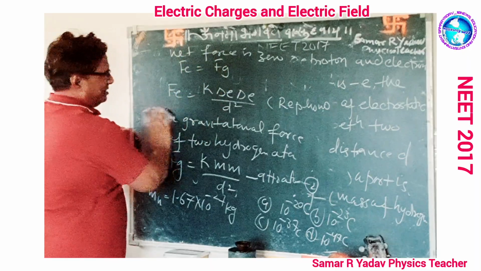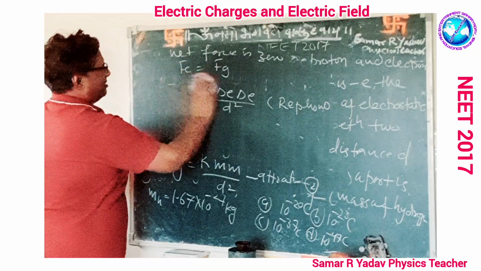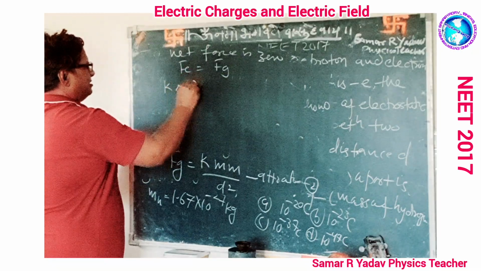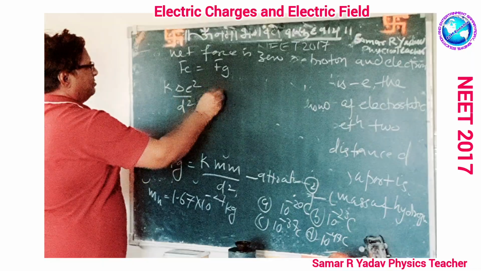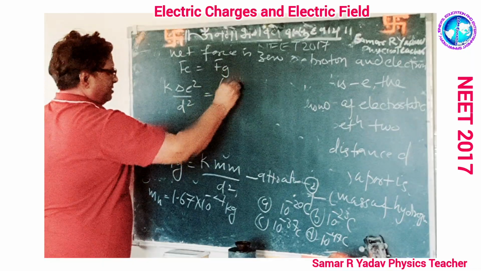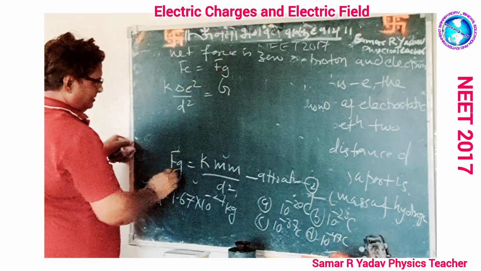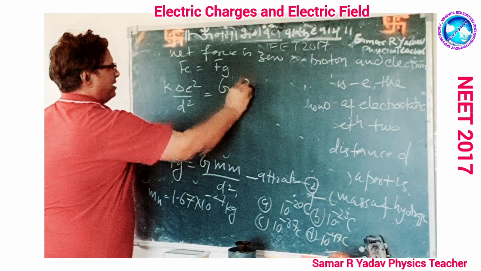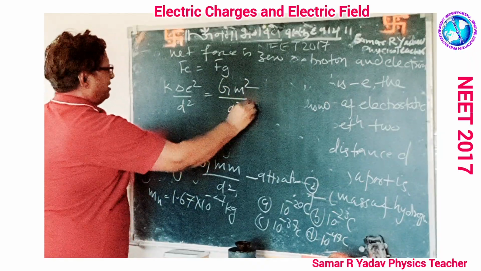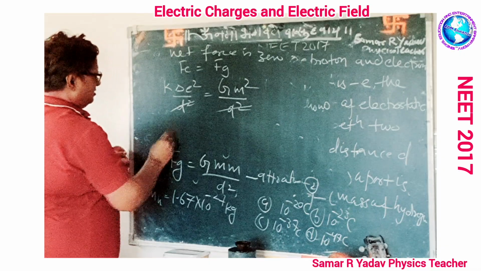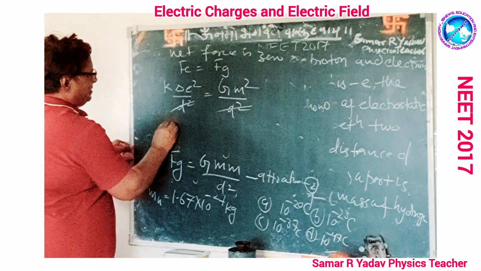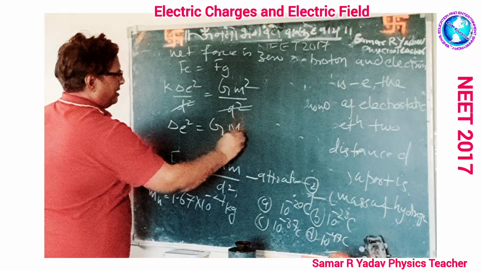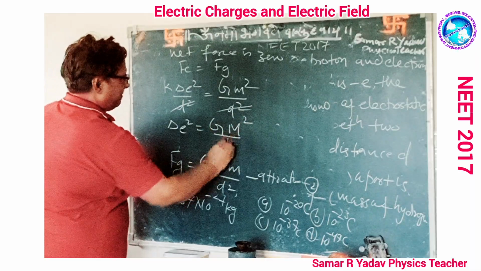Now keeping the values here, therefore Fe, we know that K into delta e square upon d square is equal to G into m square upon d square. d square will be cancelled. So finally you can get here delta e square is equal to G m square upon K.